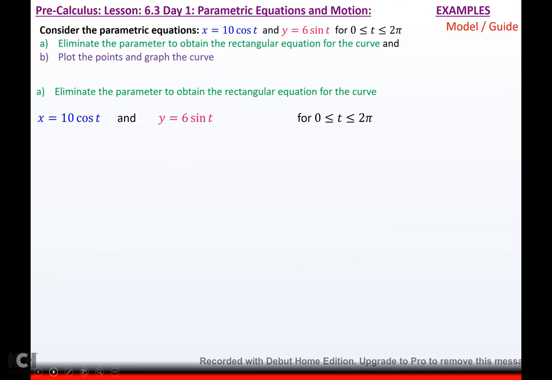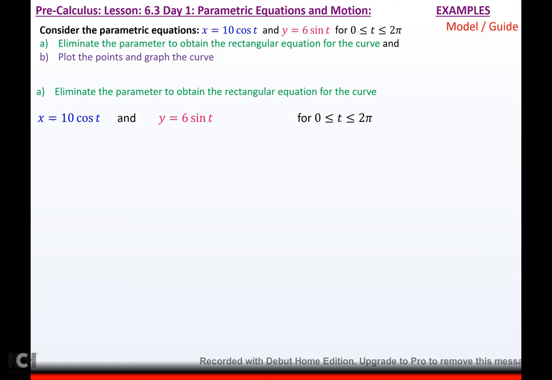Okay, so it says, consider the parametric equations x equals 10 cosine t and y equals 6 sine t for t between 0 and 2 pi. A, eliminate the parameter to obtain the rectangular equation for the curve, and then B, plot the points and graph the curve. Well, we're going to do our little tricky trick thing here.